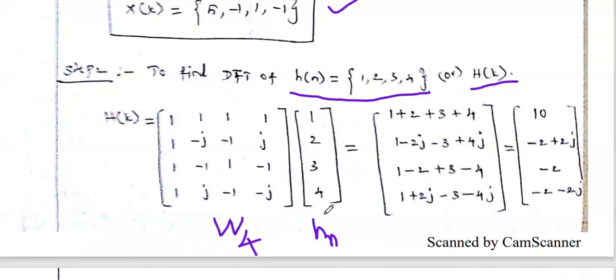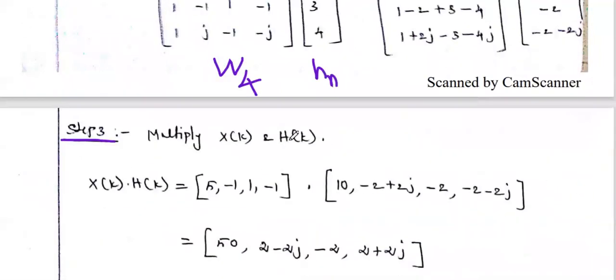1, 2, 3, 4. So you multiply the first row with this column, then the second row with this column, then the third row with the column, you just add. The fourth row multiplied with this one, you just add. If you are adding, we get the first answer as 10. The second answer is minus 2 plus 2j. The third answer is minus 2. The fourth answer is minus 2 minus 2j.